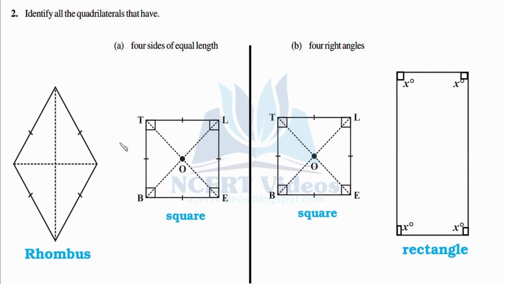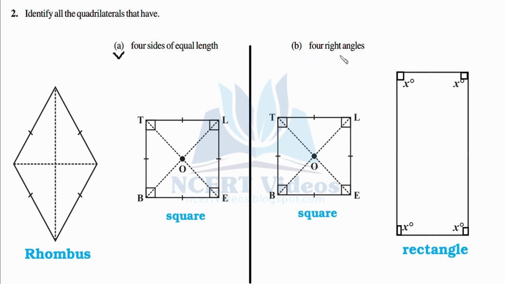And another figure is a square, where all 4 sides are equal to each other, and a rectangle is a figure where all 4 sides need not be equal in measure. With this, rhombus and square are those quadrilaterals that have 4 sides of equal length. That solves our A part.